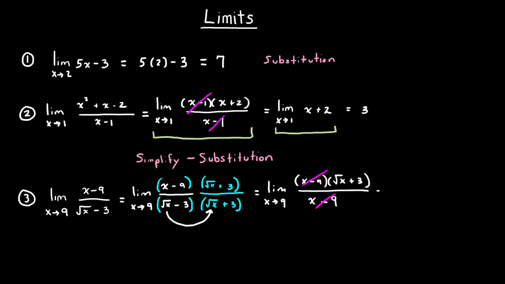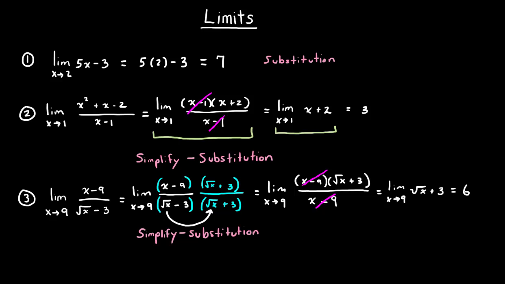And then, like I stated in the earlier example, I want you to write the result after the simplification, which is radical x plus 3. And now we're ready to substitute, and that final result is the limit is equal to 6. This example was another illustration of the simplify substitute method.